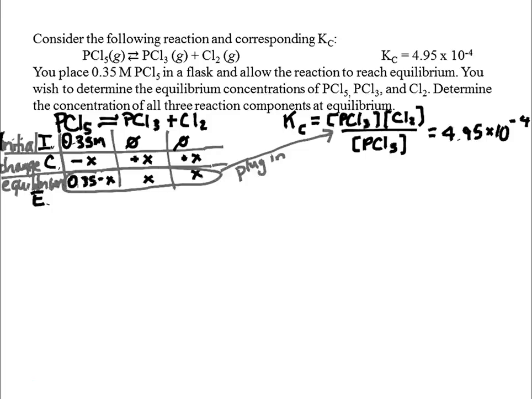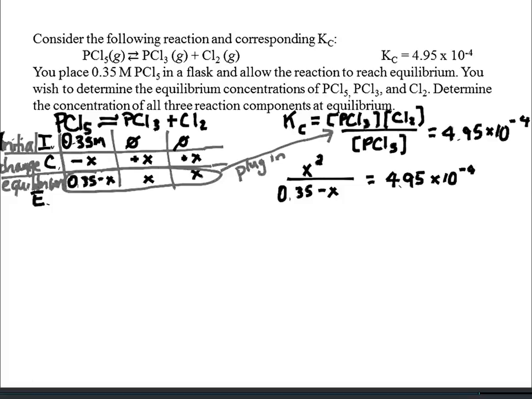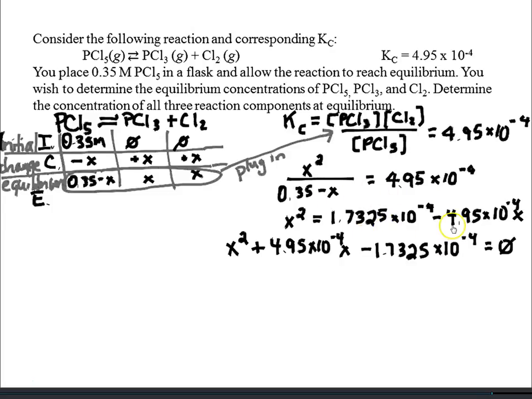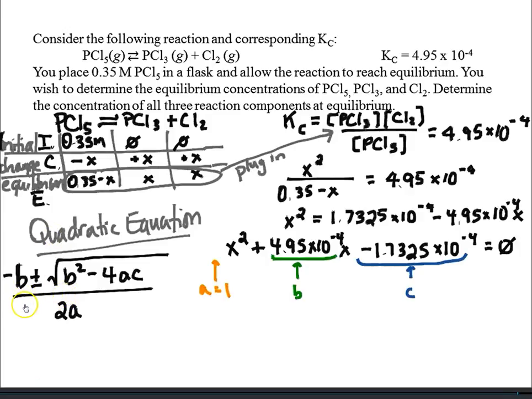So we have x squared in the numerator and 0.35 minus x in the denominator equals the value for Kc, 4.95 times 10 to the minus 4. We're going to solve for x. We get x squared. So this is 0.35 times 4.95 times 10 to the minus 4, which is this 1.7325 number. And then we set up our quadratic. A equals 1, B equals 4.95 times 10 to the minus 4, and C equals negative 1.7325 times 10 to the minus 4. So what I'm underlining in green is B, and what I'm underlining here in blue is C. So we're going to use the quadratic equation, which is shown here, to solve for x.